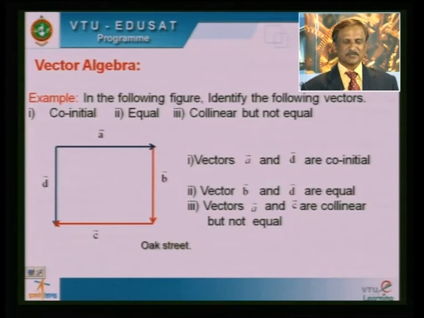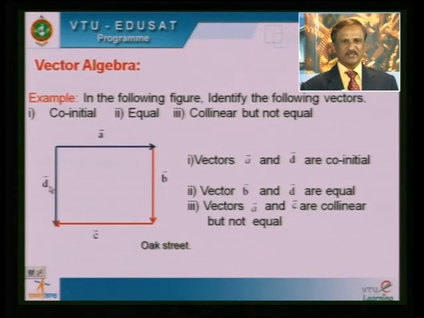You can consider a similar type of example. They have given one more example; you can observe the diagram. Once again, we have to identify how many co-initial vectors are there, how many equal vectors are there, and how many collinear but not equal vectors are there. Is it clear? This line represents vector A, this line represents vector B, and then vector C and vector D.